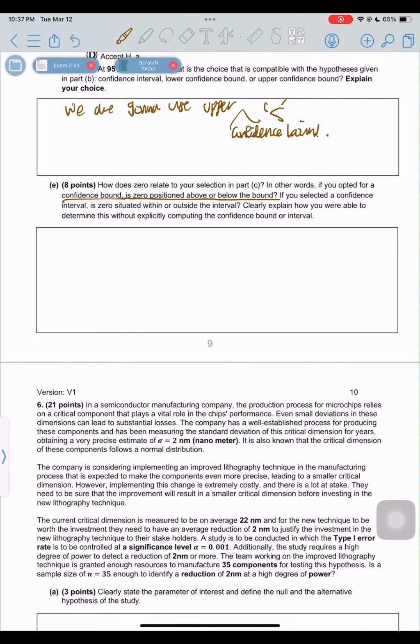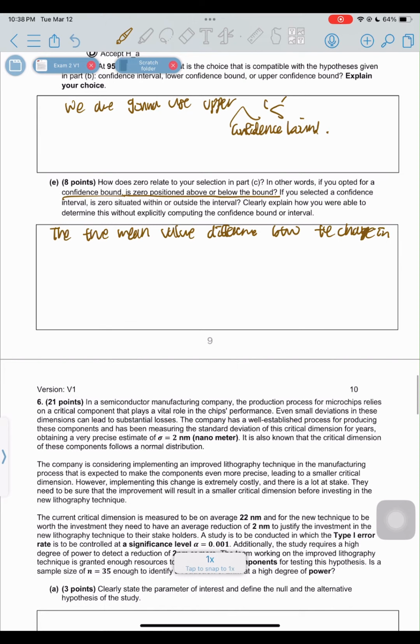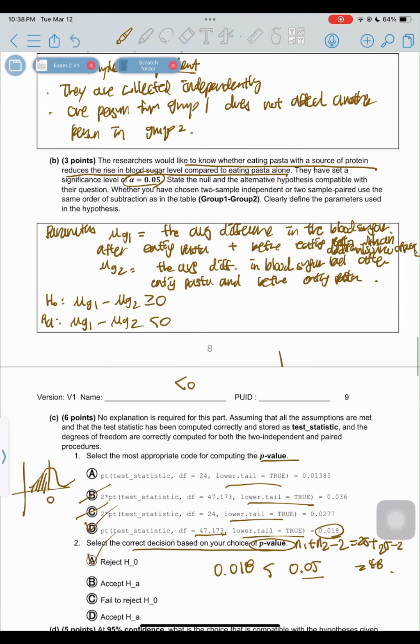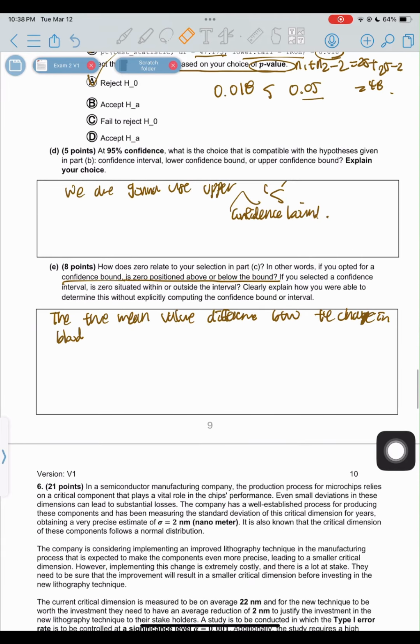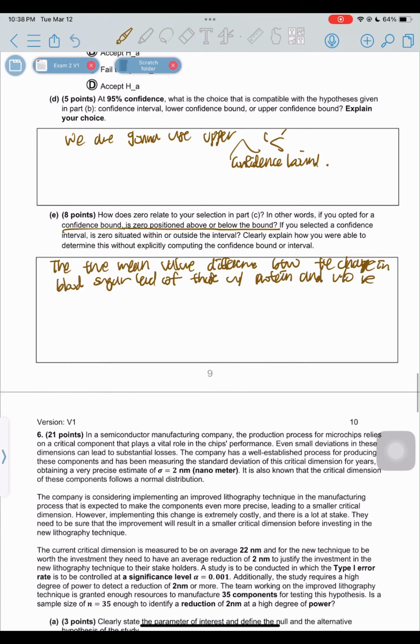So in our case, I'll write it down. The true mean value difference between the change in blood sugar level, right? It's not pressure. Blood sugar level of those with protein and without would be bounded above by a negative quantity. And it's above by a negative quantity because we rejected the null, the H naught.